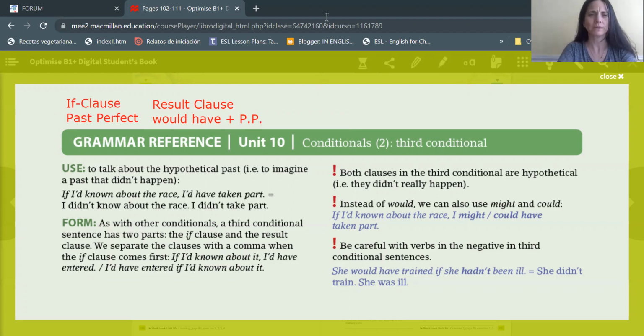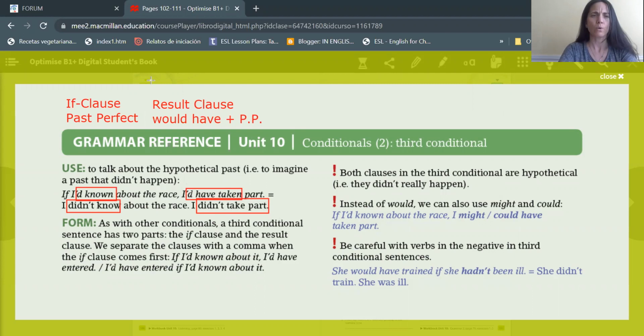That's why when we read this second part of the explanation, it says, I didn't know about the race, so I didn't take part. Yes? So the didn't know is referring to the part of the if clause in past perfect, had known, and the didn't take part, it's part of the result clause, which becomes would have and the past participle.